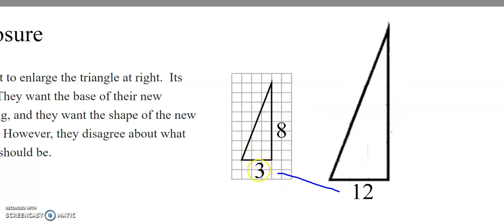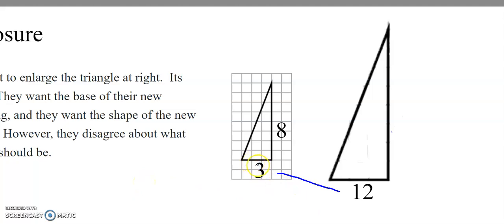So if I take a look at going 3 to 12, we have to remember with enlarging and reducing, we're thinking about multiplication, division, multiplication of whole numbers or multiplication of fractions. That also makes it smaller. We'll talk about that in a little bit.